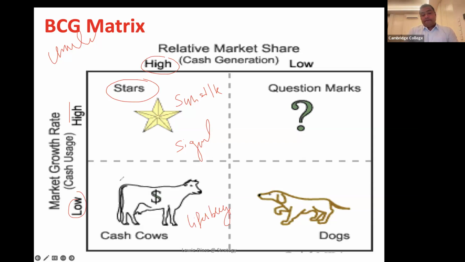Then let's take a brand like Purit. That is their water brand. Okay, I'm assuming it is here. Then let's take a brand like Rexona. Might be a question mark. Rexona. High market growth rate, but low market share. Dove might be somewhere here. I don't know. I'm just guessing. We don't have data. Okay.